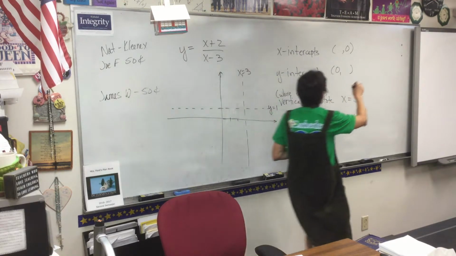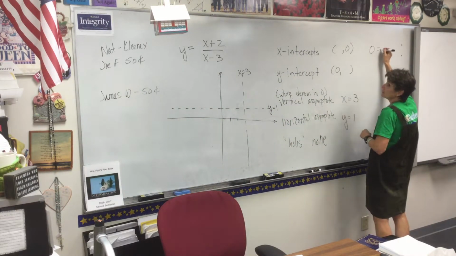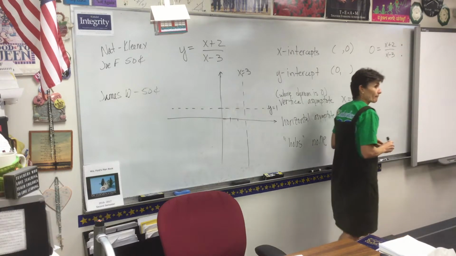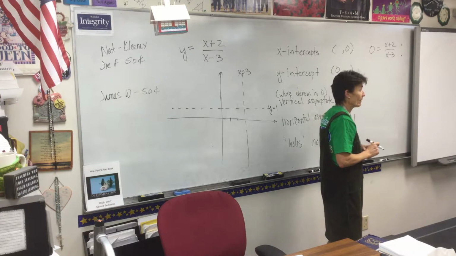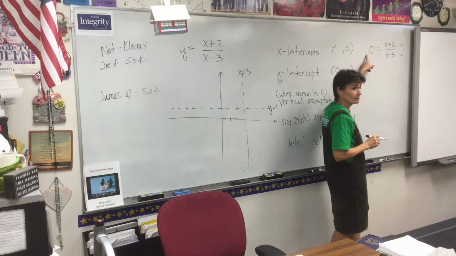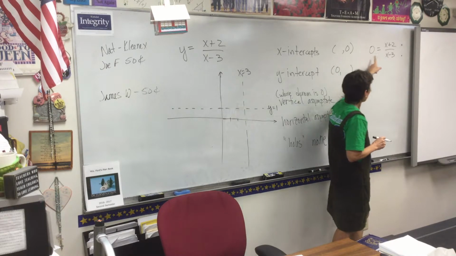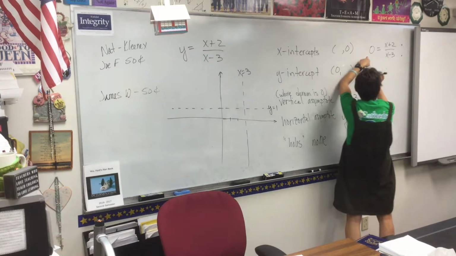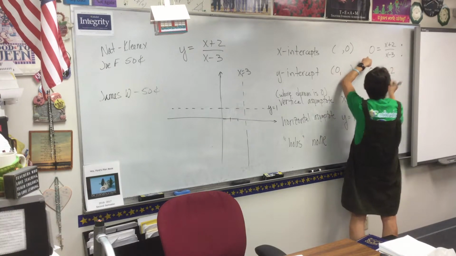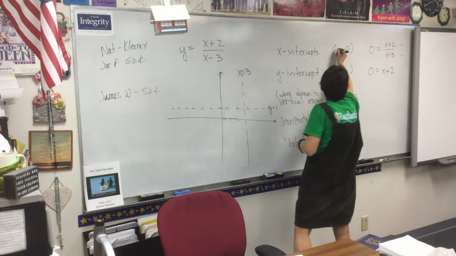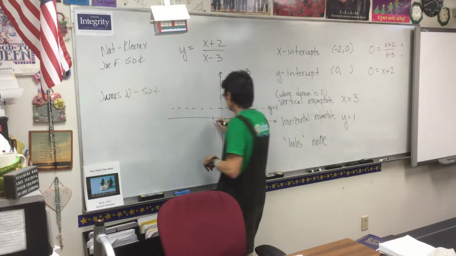So then I have the equation 0 equals (x plus 2) over (x minus 3). Now I want to get rid of that fraction, so I'll multiply over here. What happens when I multiply this over to here? I just get 0 over it, still 0. So x plus 2 equals 0, which is negative 2. So my x-intercept is at -2.